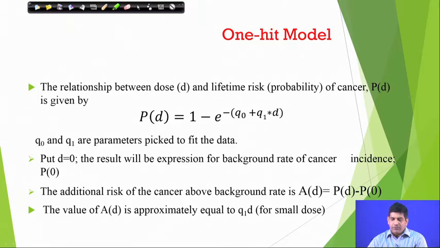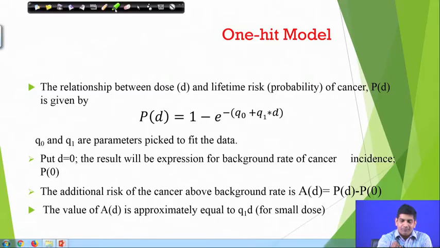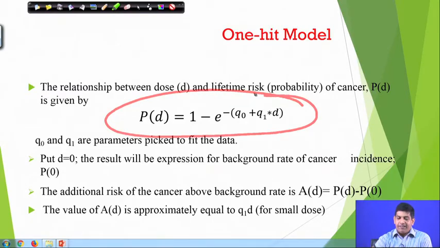So, if there is no dose, this is the data that we will get, that is the background data. Now as you increase the d values, as the dose goes up, you will see your probability also will keep on changing. So, additional risk of cancer above background, which is AD, is PD minus P0.